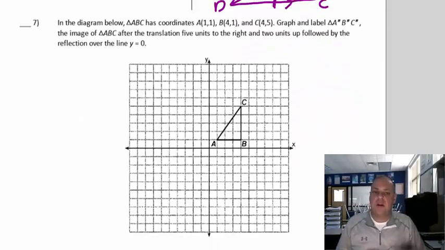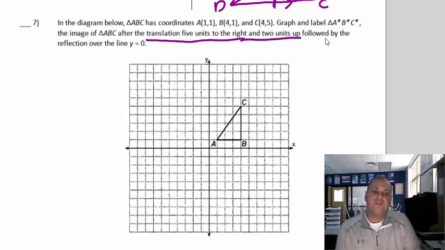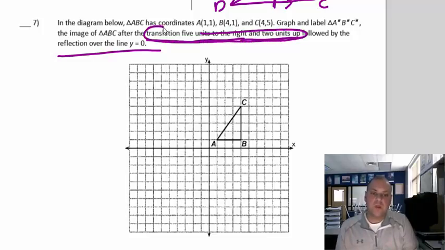All right, this one here, in the diagram below, triangle ABC has coordinates (1, 1), (4, 1), (4, 5). Graph and label A prime, B prime, C double prime, the image after translation 5 units to the right, 2 units up, followed by the reflection over the line y equals 0. So we're going to do this one first. It's 5 units right, 2 units up.